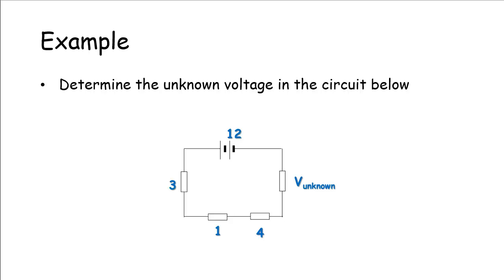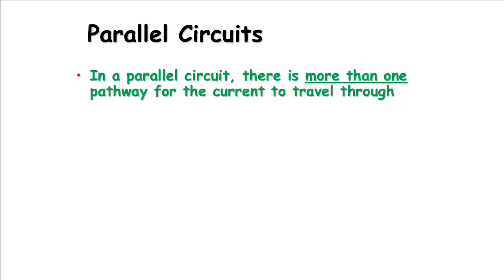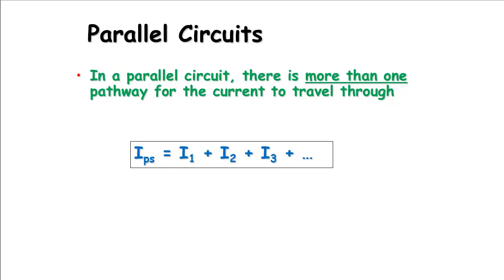So the other circuit arrangement that we could come across would be parallel circuits. This is where we get more than one pathway. And in this instance, the current can't flow through every wire. It's got to split up between the different wires. So here, as opposed to series circuits, we're going to split it up, and the current in each pathway must add up to the current that passed through the power supply.